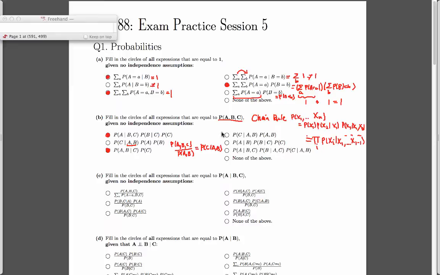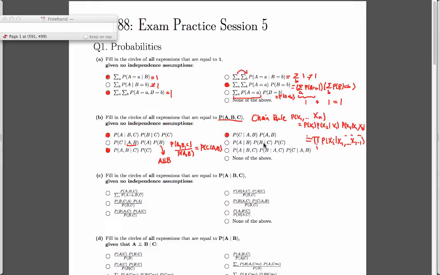The third option is actually the same as the second option, except instead of having probability of A times probability of B, it has a probability of A and B, which is true, is actually equal to probability of A, B, and C, without making any independence assumptions, so this is true. Actually, going back to this one, this makes the assumption that A is independent of B, if they were to be equal.